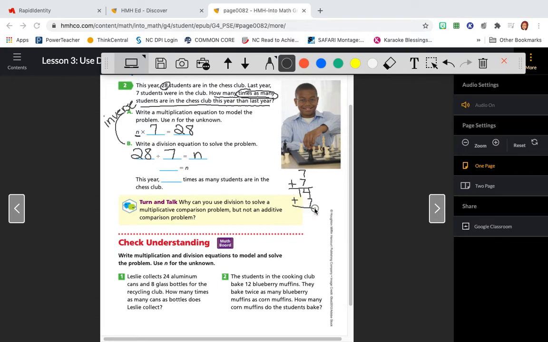So 14 plus 7, 21. Let's do another. And we can stop. We made 28. So how many 7s did I use? 1, 2, 3, 4. So right there, I found out that 28 divided by 7 equals 4. I need 4 7s to make 28. So this year, there were 4 times as many students in the chess club. That's how I would solve the problem. You may come up with a really cool new strategy that you would like to use.